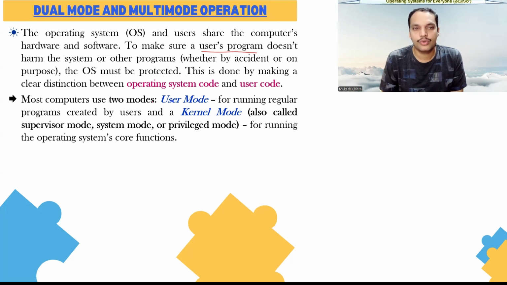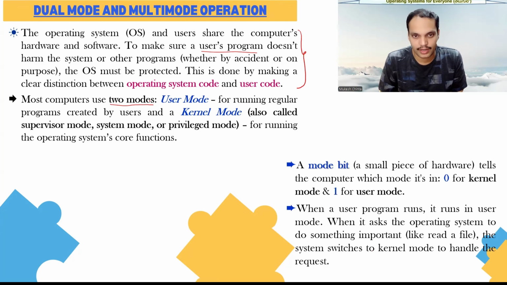Most computers use 2 modes. The first mode is called user mode, for running regular programs created by users, and then there is kernel mode. Kernel mode has other names as well. It is also called supervisory mode, system mode or privileged mode, for running the operating system's core functions. So when we want to distinguish between user code and operating system code, we maintain 2 different modes, such that one mode is used exclusively for operating system functions and the other mode is used for user functions.